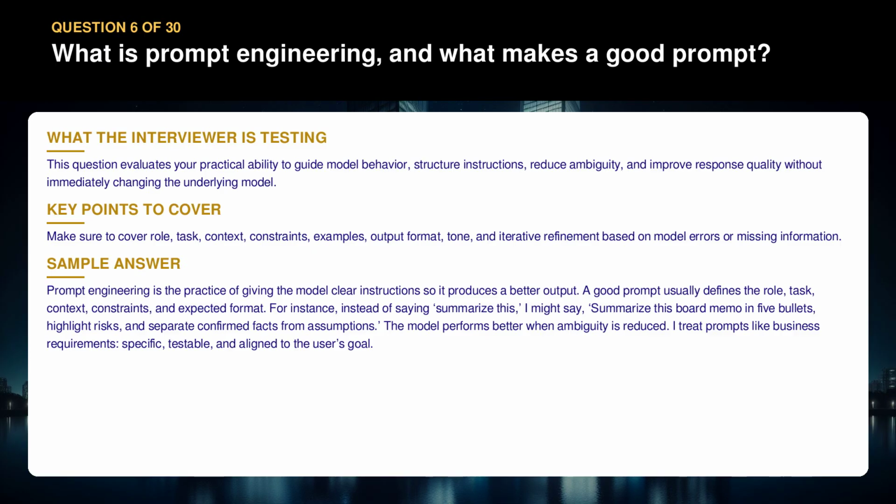For instance, instead of saying summarize this, I might say summarize this board memo in 5 bullets, highlight risks, and separate confirmed facts from assumptions. The model performs better when ambiguity is reduced. I treat prompts like business requirements, specific, testable, and aligned to the user's goal.